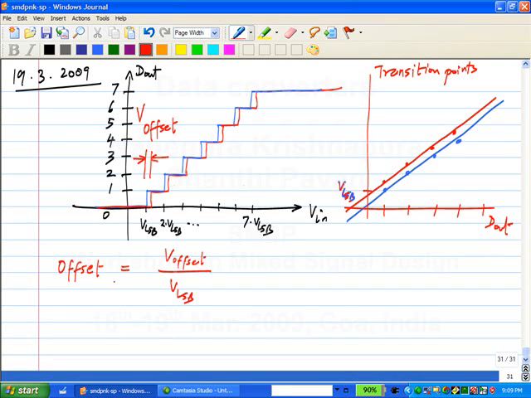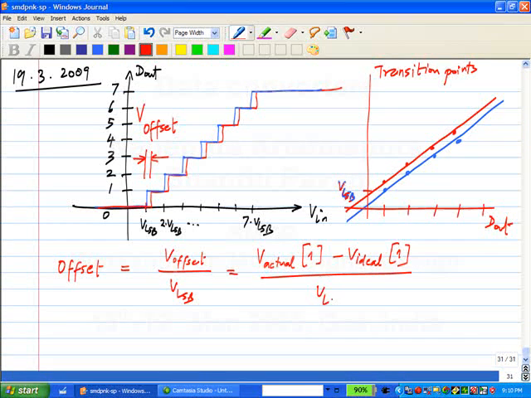And typically you measure the offset, and this V offset is nothing but, let's say the transition points are labeled V of 1 and so on. So this V of 1 is the transition point between 0 and 1. So the offset is nothing but the actual transition point to go from 0 to 1 minus the ideal transition point to go from 0 to 1, divided by VLSB.